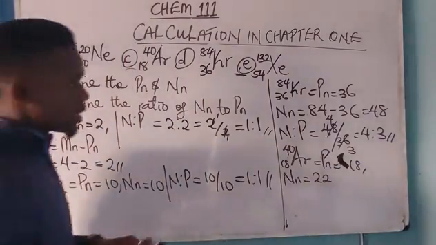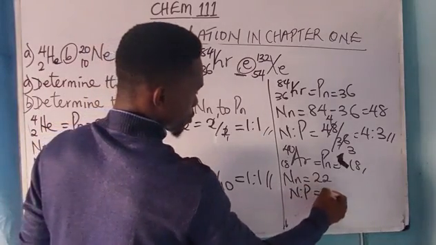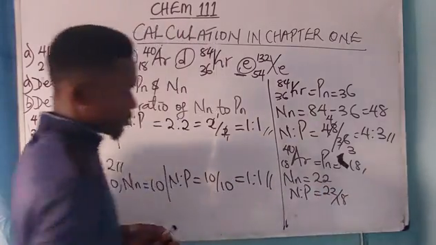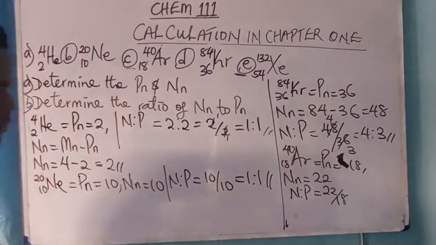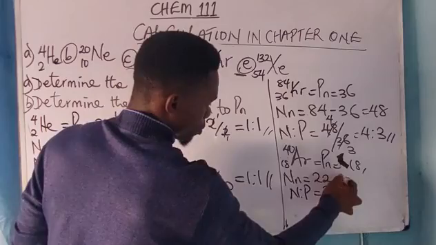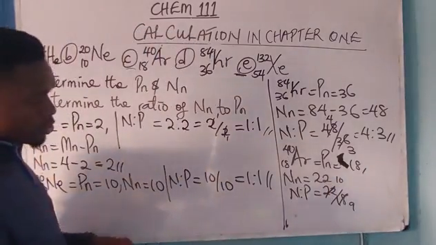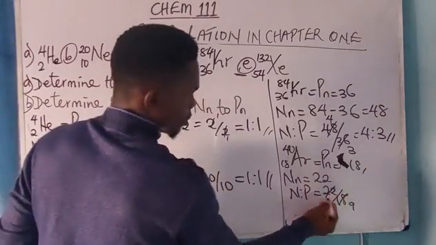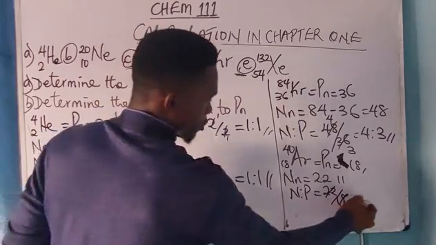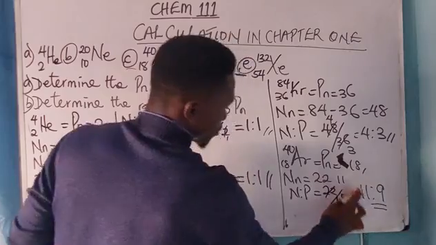Sure, 22. Now the neutron number to the proton number is 22 divided by 18. Okay, what can go into both of them? 2. 2 into 22 is 11. Then 2 into 18 is 9. Therefore, the ratio is what? 11 to 9. So please take note of that.